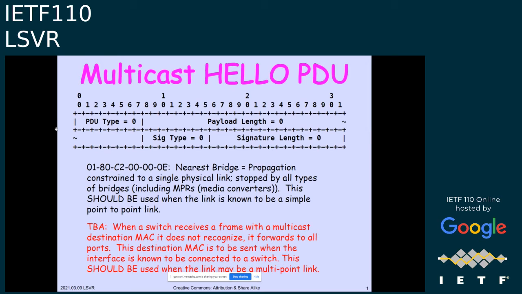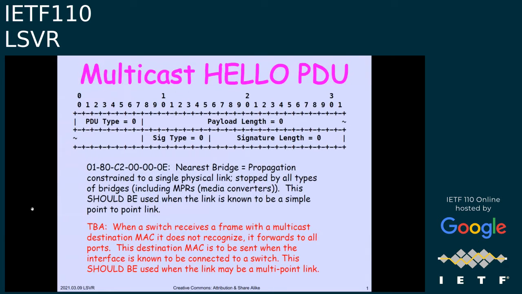If you remember, the hello is a multicast layer two PDU being sent from a device who wakes up and is seeking friendship. There are two forms the PDU can take. One is that first MAC, which is stopped dead at the nearest bridge by layer two rules.